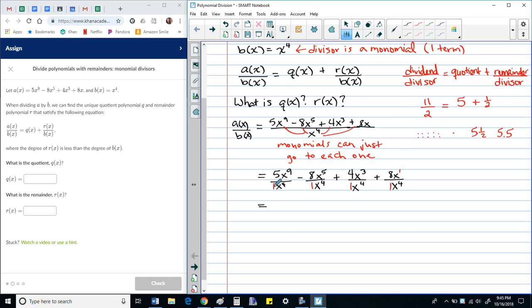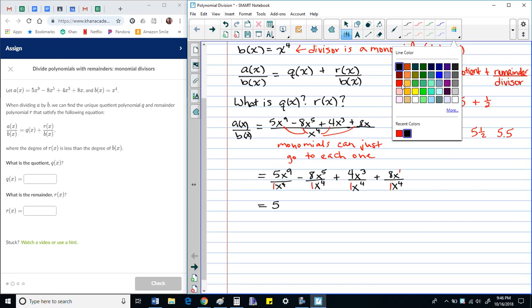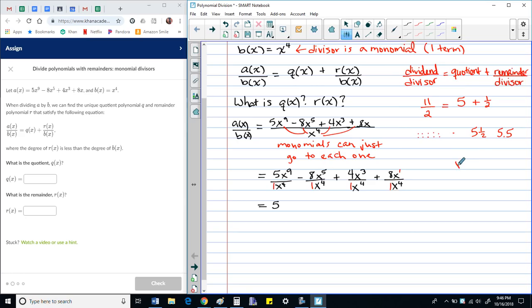So 5 divided by 1 is 5. Now, when we multiplied like bases, we added the exponents. So I'm going to say that again, when we multiplied like bases, like x squared times x cubed, what do we do to those? We add them. That's x to the 5th.